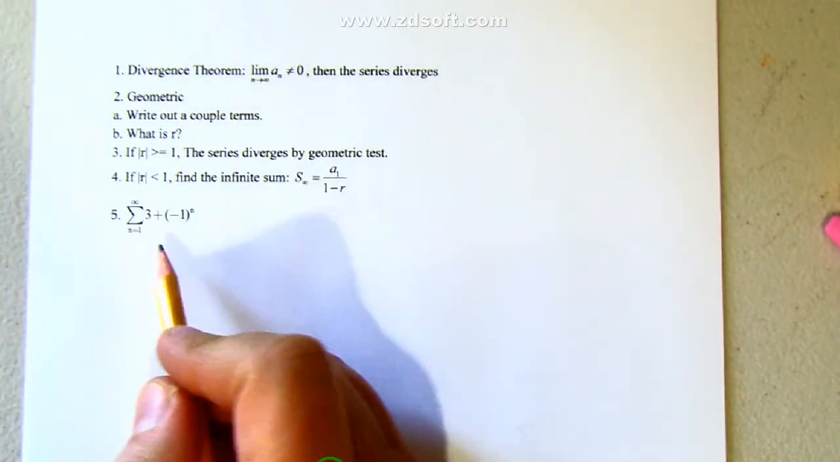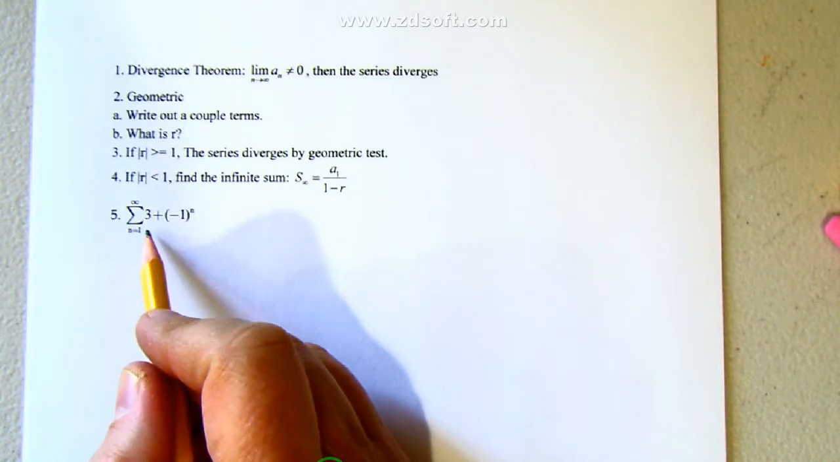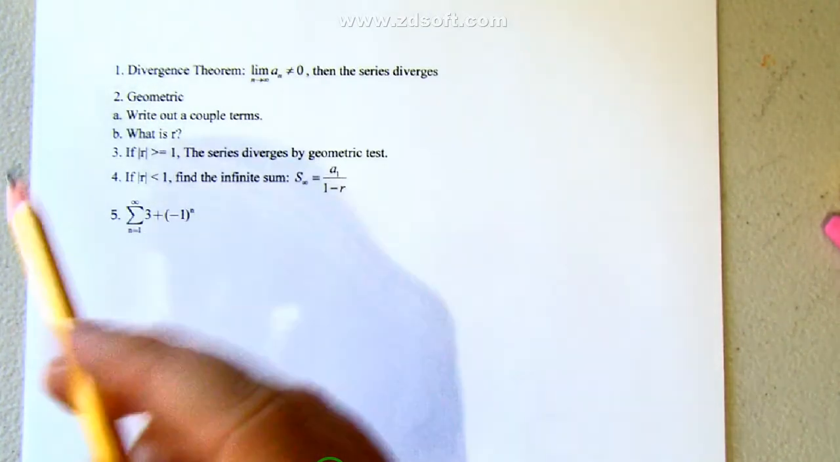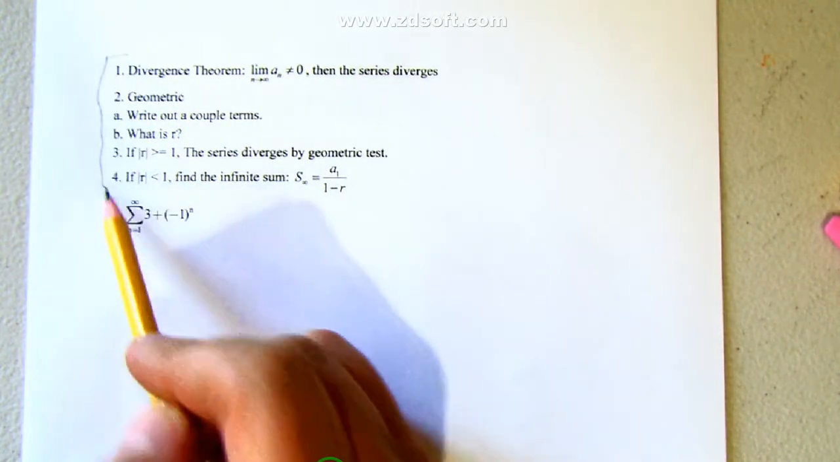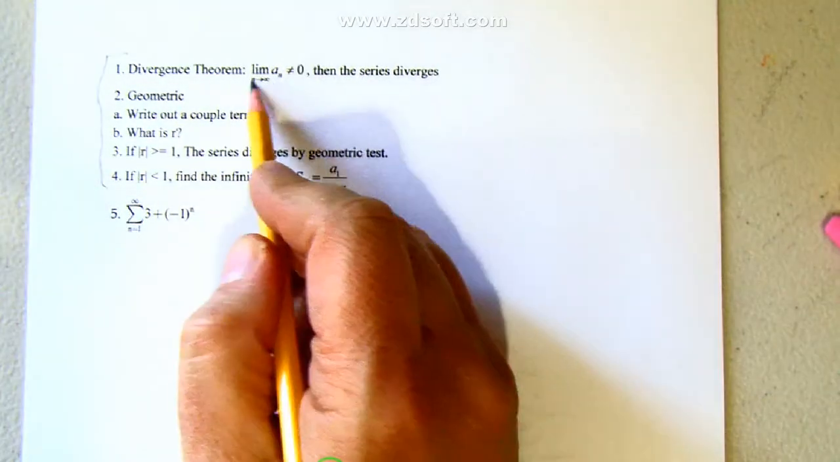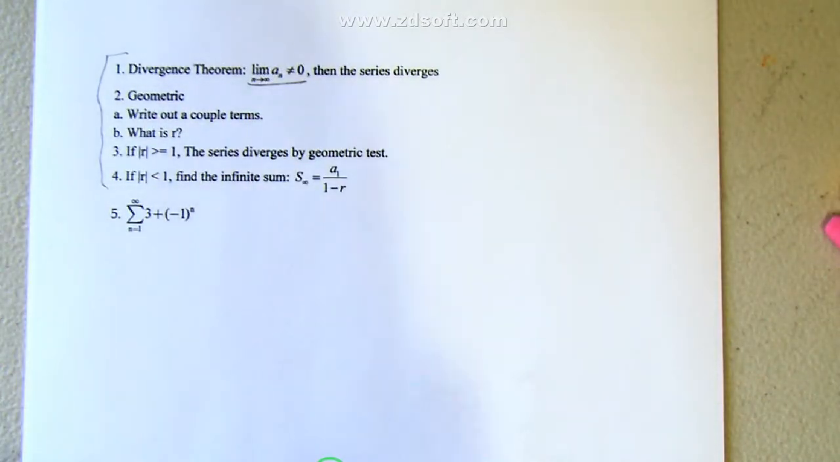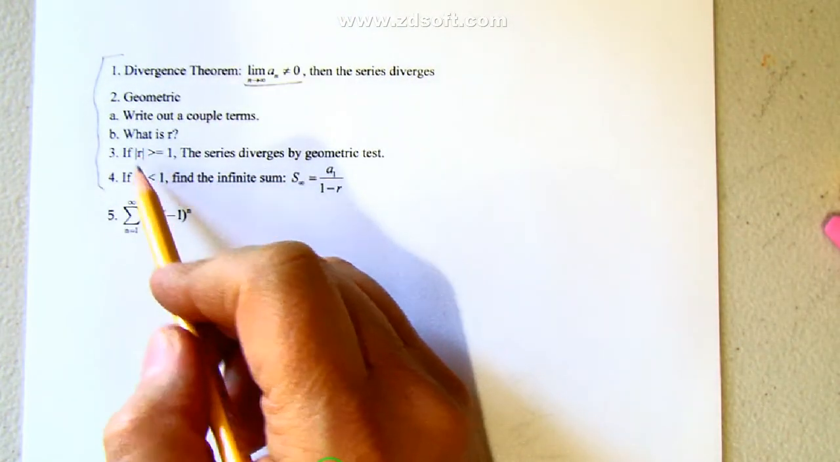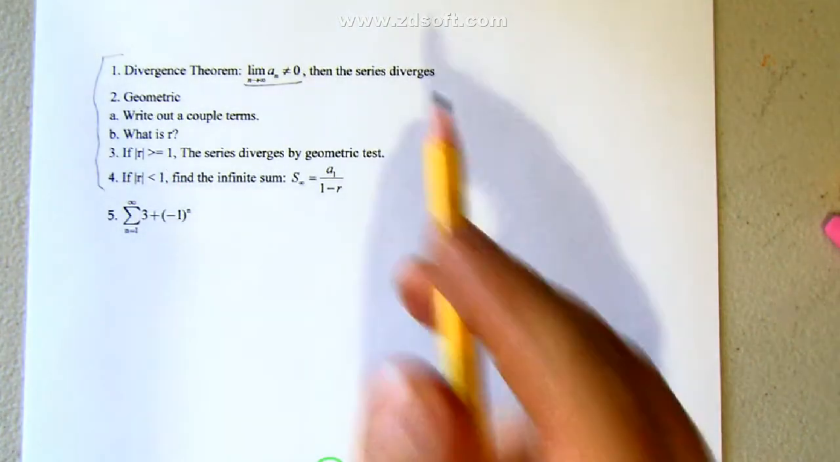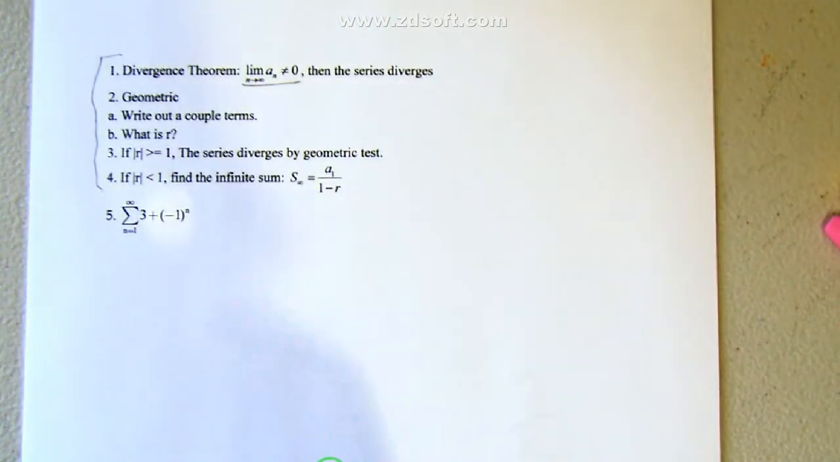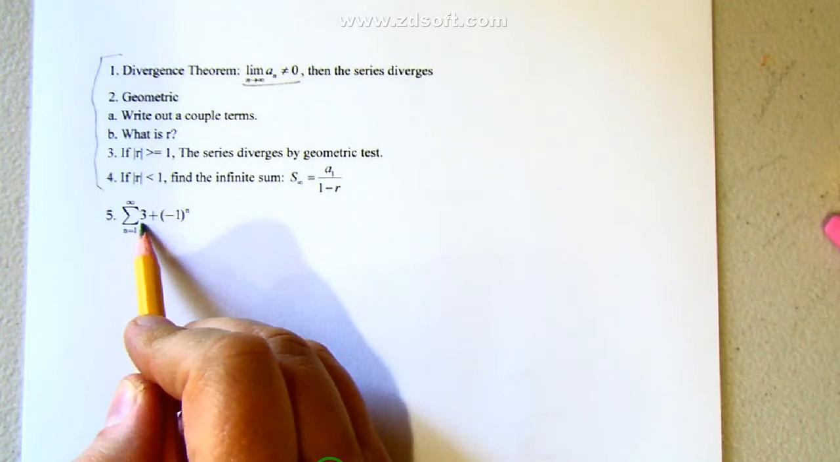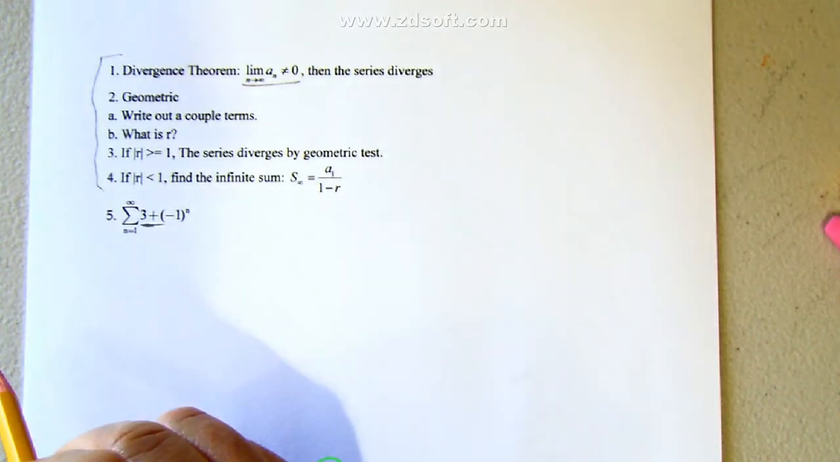Okay, so we have another "determine whether or not the following series converges." Again, the only two tests that we have available to us are the divergence theorem, which shows that if the last term is not zero, then you know the series diverges. Or we have geometric, and we've seen a number of examples of that. This one here, you've kind of seen before. I just made it a little annoying by putting a +3 in front.